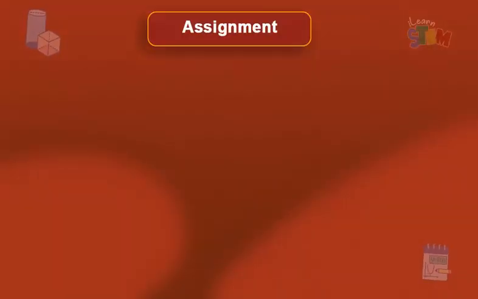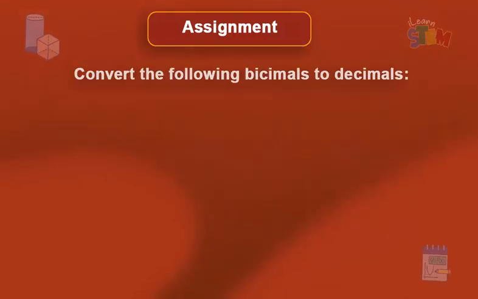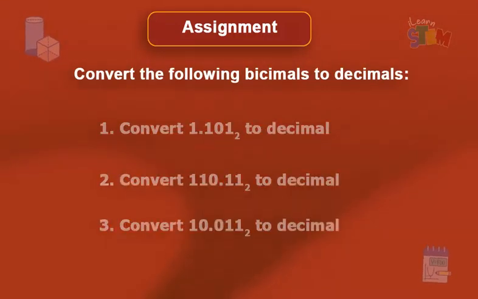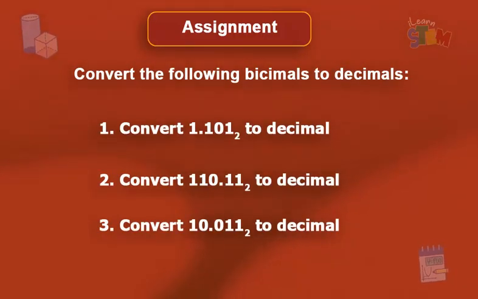Assignment. Write down the following assignments and solve them in your notebook. Convert the following decimals to decimals. Take your time and don't panic if you do not get it the first time.